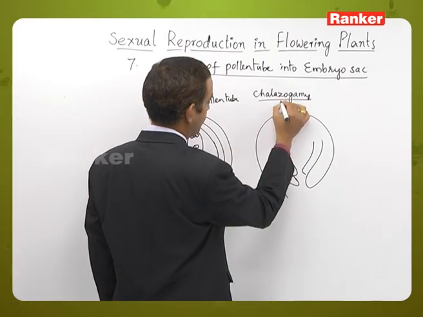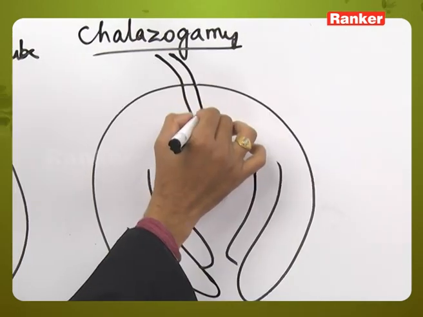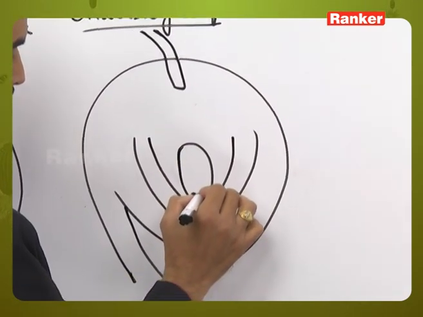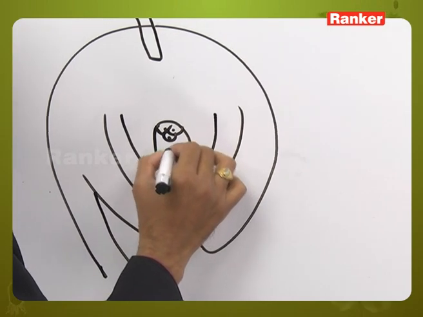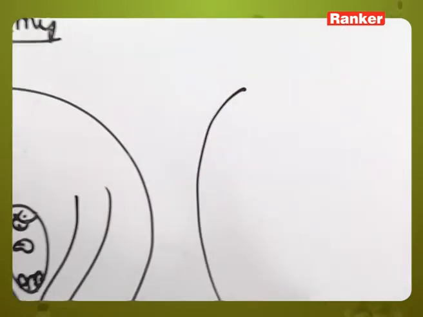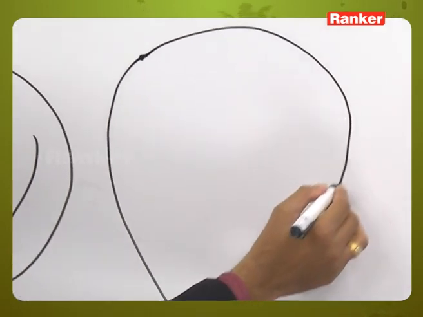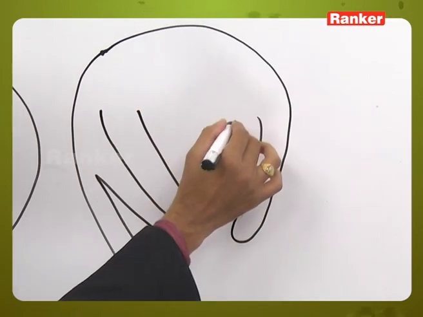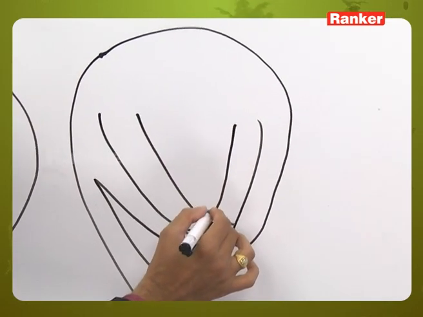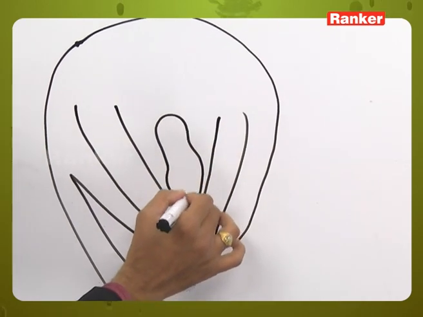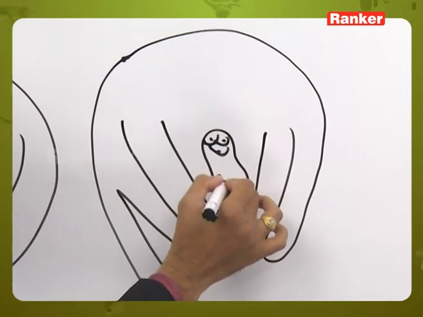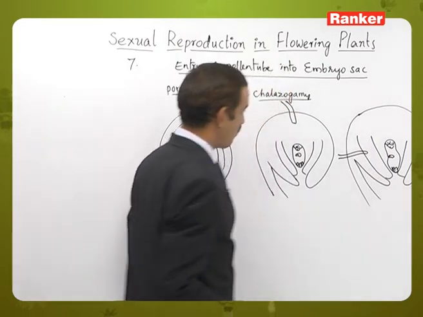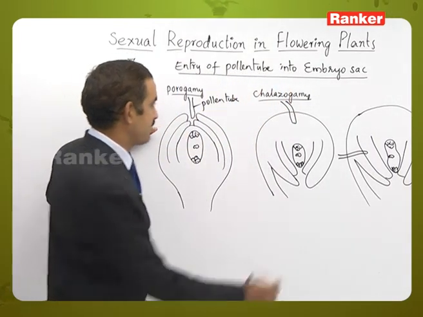Where the pollen tube enters into the ovule through the chalaza. And the third method is where the pollen tube enters into the ovule through the integuments or through the funicle. So it may enter like this. This is called mesogamy.